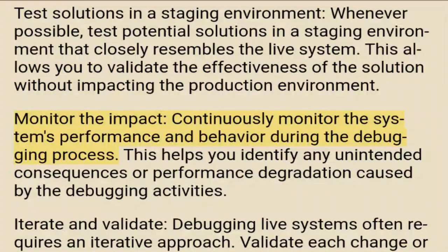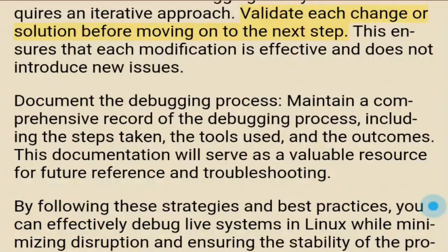Monitor the impact. Continuously monitor the system's performance and behavior during the debugging process. This helps you identify any unintended consequences or performance degradation caused by the debugging activities. Iterate and validate. Debugging live systems often requires an iterative approach. Validate each change or solution before moving on to the next step. This ensures that each modification is effective and does not introduce new issues.